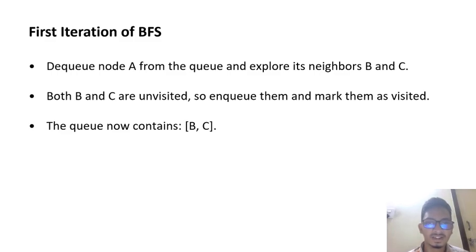First iteration of BFS. Dequeue node A from the queue and explore its neighbors B and C. Both B and C are unvisited, so enqueue them and mark them as visited. The queue now contains B, C.